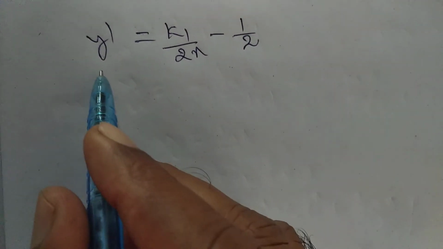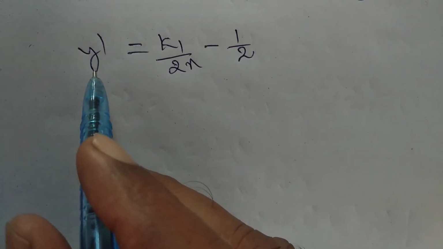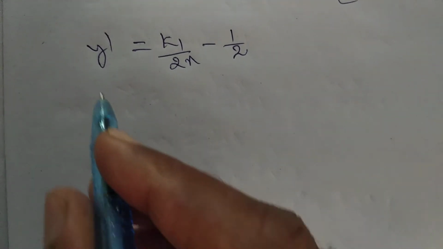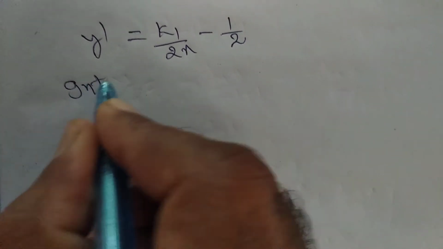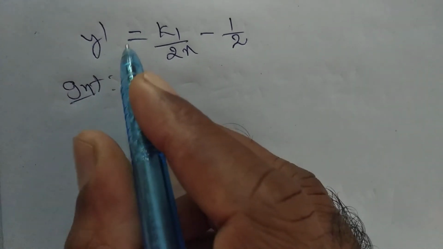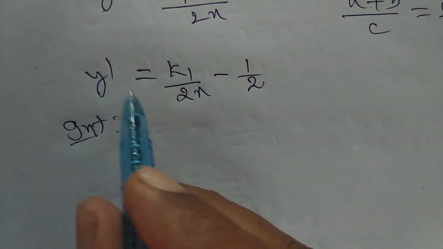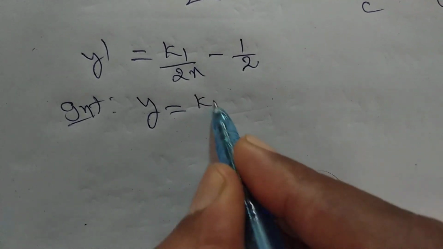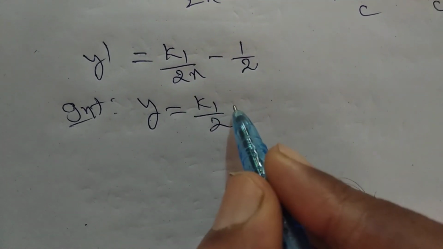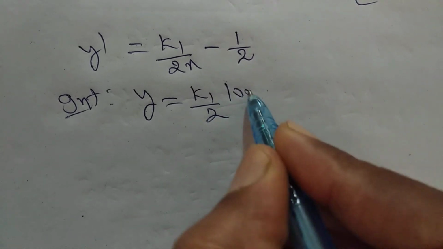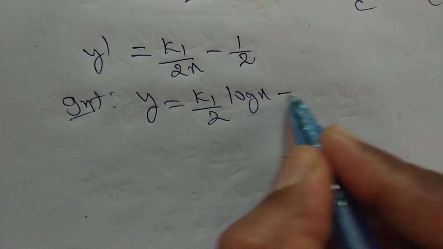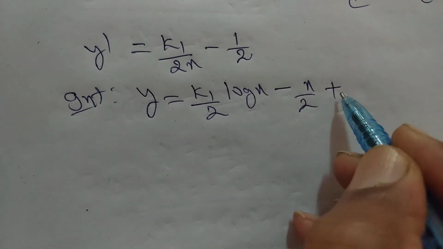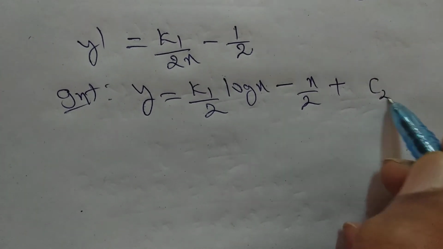Now we want the y value, because you have to solve. Solve means what? You want the y value. How to get the y value here? Integrate with respect to x. So what is the integration of y dash? Y dash means dy by dx. That becomes y is equal to k1 by 2 constant. What is the integration of 1 by x? Log x minus integration of 1 by 2, x by 2, plus an integrating constant to add, c2.